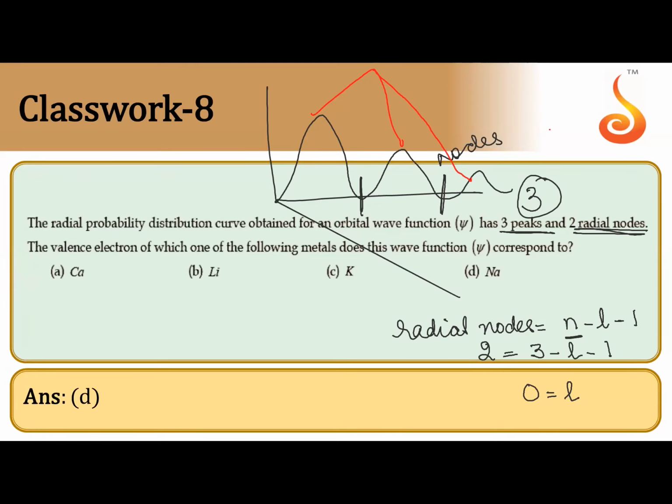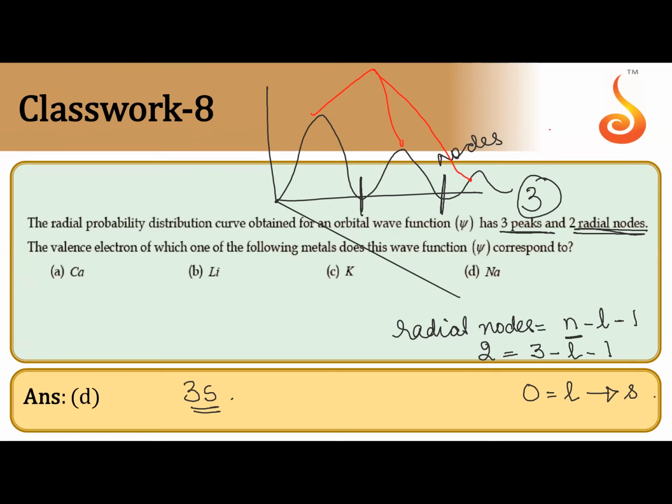Then you all told some P and all. L is 0 here, correct? So L is 0 meaning, which is the subshell? It is S. Meaning, how do we write this? 3s. So now we know where is our valence electron. Our valence electron is present in 3s.